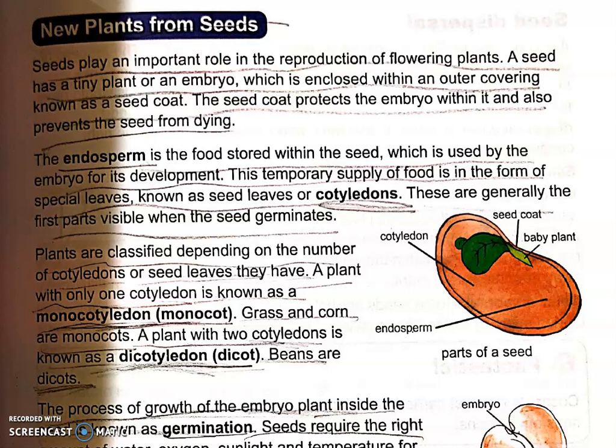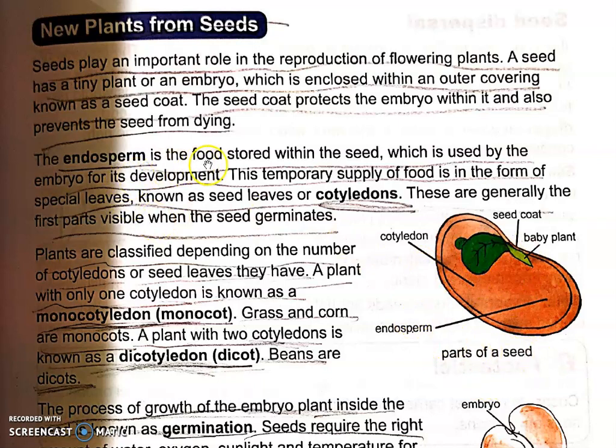Then there is another part in a seed which is called endosperm. Now endosperm is the food store within the seed. So this is a seed. First of all, there is a seed coat. Now the seed coat is the outer covering which protects the seed, and it protects the embryo within. Embryo is nothing but a tiny baby plant.